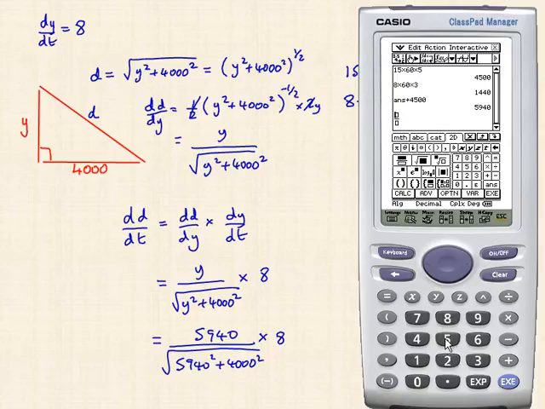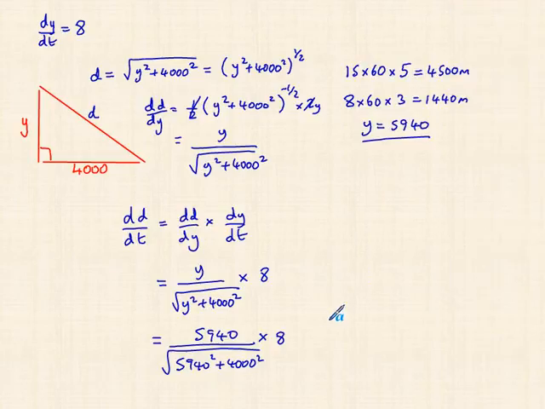So 5,940 over the square root of 5,940 squared, add 4,000 squared, and we'll multiply that by 8, and it gives us 6.64 meters per second.